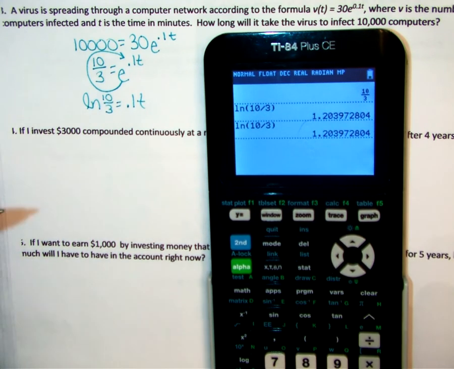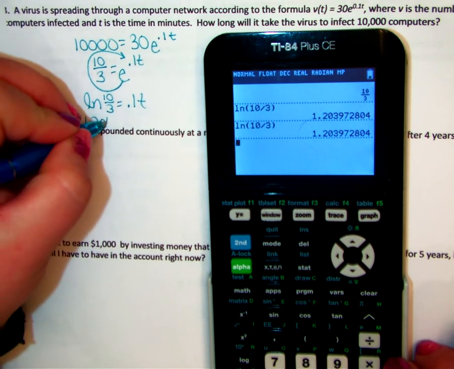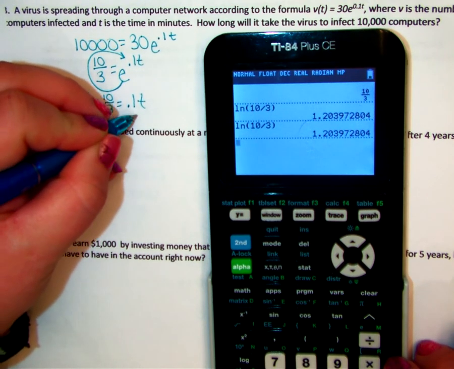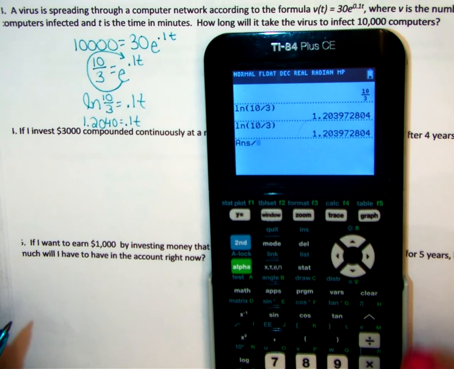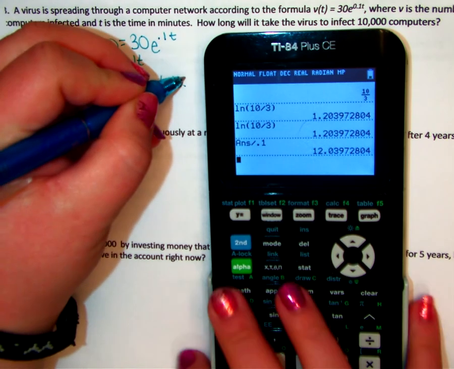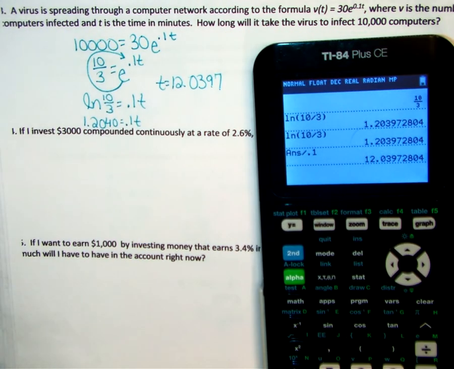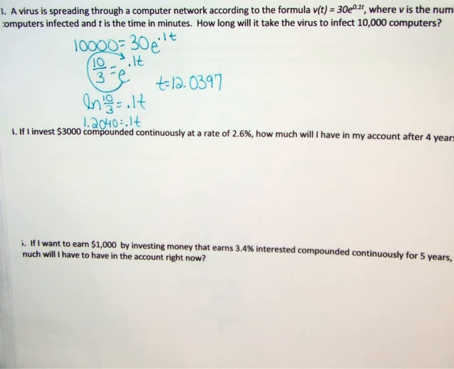And then I need to divide that by 0.1 to get that t by itself. So t is equal to 12.0397. And that's how long it would take. It would take 12.0397 minutes. Or if it was an inequality, you would be able to say that it would take 13. Otherwise, you should probably leave it as that.